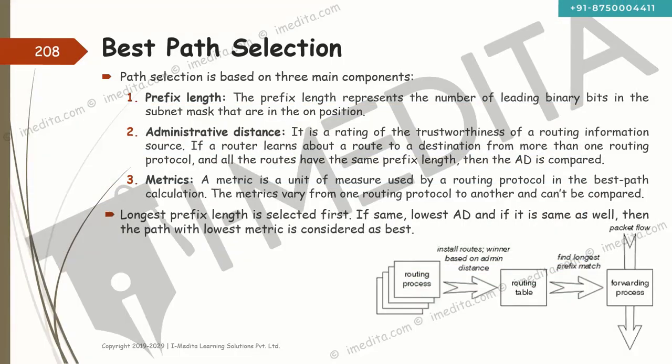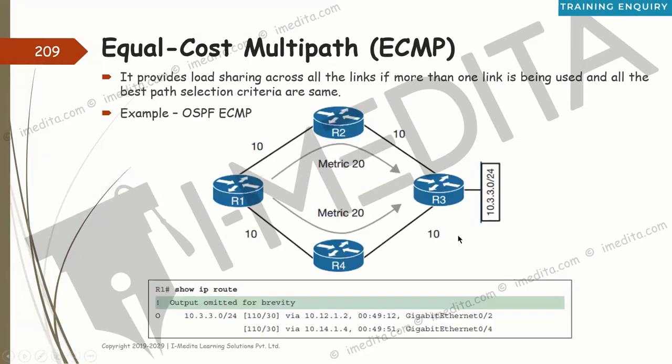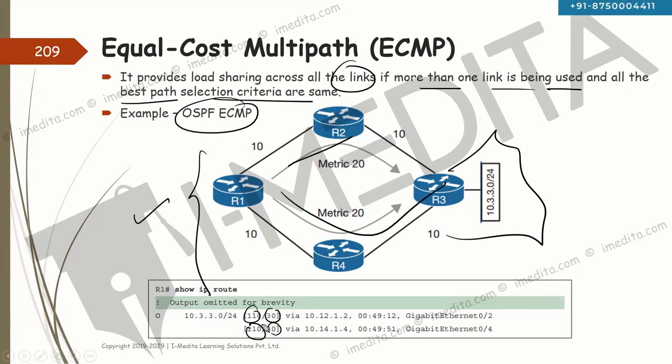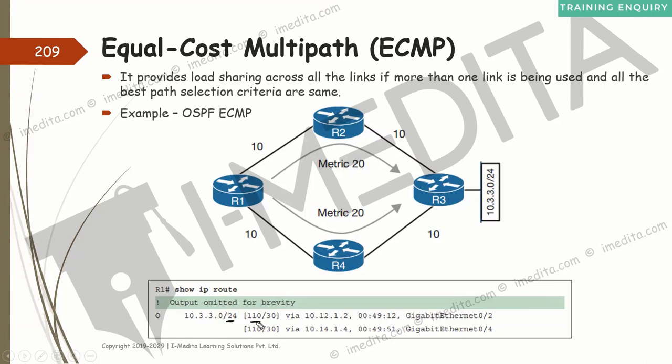And if all the criteria are the same, then it will perform equal cost load balancing. As you know, router 1 has equal cost paths to reach the destination, so it can perform ECMP. It provides load sharing across the links if more than one link is being used. This is an example of OSPF equal cost load balancing. To go to this destination, we have two paths, and from both paths the metric is the same, AD is the same, and CIDR is the same.